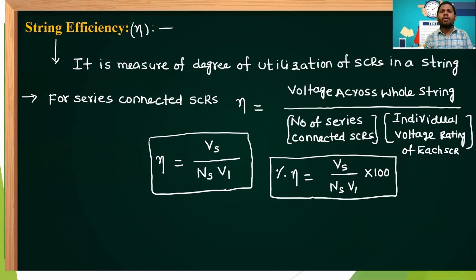Okay, what is Vs in these terms? Vs is the voltage across the whole string. Ns is the number of series connected SCRs. V1 is the individual voltage rating of a single SCR. As a notation, I am giving it like this for series connected SCRs.